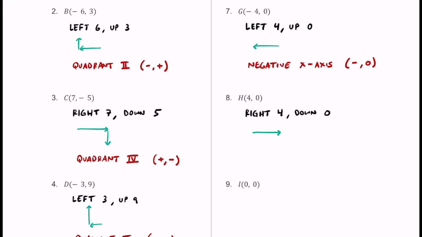This is not going to be on the negative x-axis. Rather, this is going to be on the positive x-axis. Right, since we moved to the right, which is in the positive area, so we always move positive to go to the right, and then we don't move up or down.